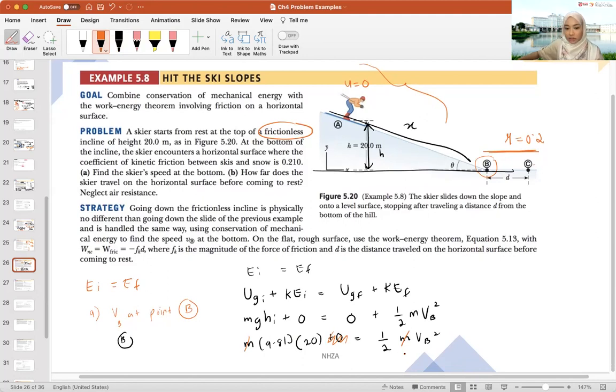So just using our calculator, 9.81 times 20 times 2, and then square root that, I would get VB as 19.81 meters per second. So we got our velocity at B. How do I solve part B? How far does the skier travel on a horizontal surface before coming to a rest? How do I solve this one?